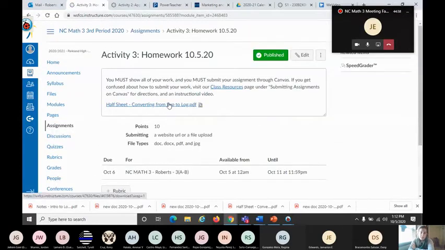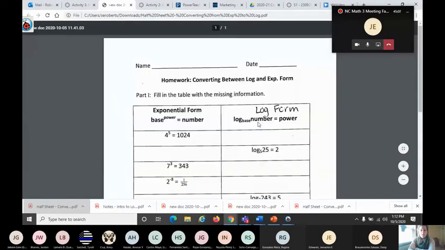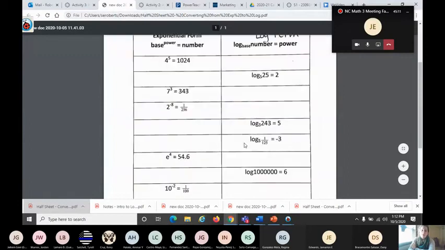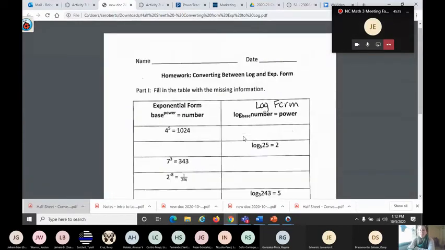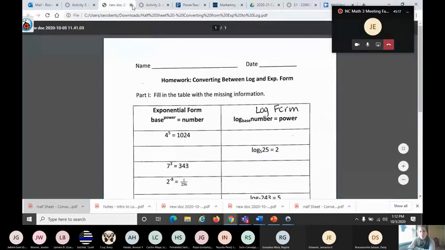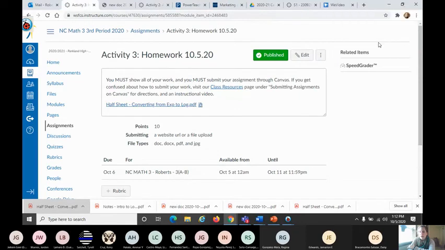It's just a little half sheet converting exponents to logarithms and back and forth. There's a little table on here where I have the exponential form and then the logarithmic form, and you have to go back and forth between the two. So basically what we just did today. What questions do you guys have before you start your asynchronous?